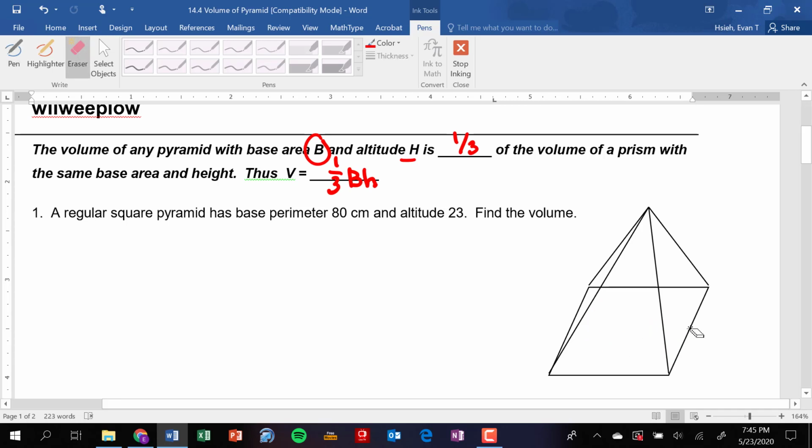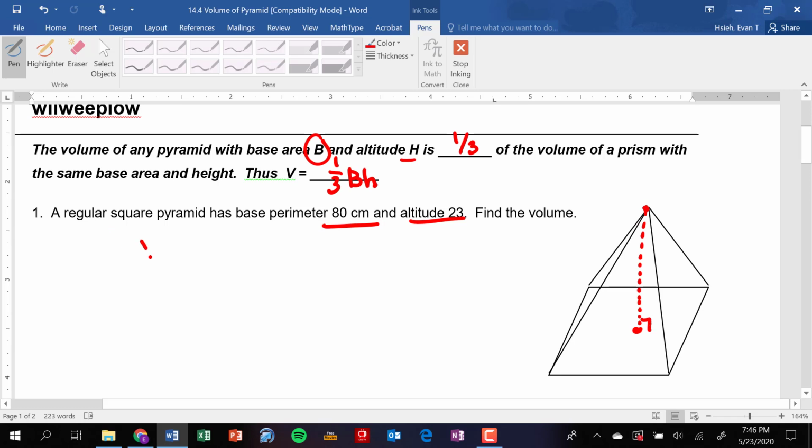Okay, so let's take a look at different problems here. The bases don't have to be a square, but in this first one it is going to be a square, regular square pyramid. It has a base perimeter of 80 and an altitude of 23. When we're talking about the altitude here, we're talking about the altitude of a pyramid, which is the height of the pyramid from the vertex to the center of the base. And so it's going to form a right angle right there.